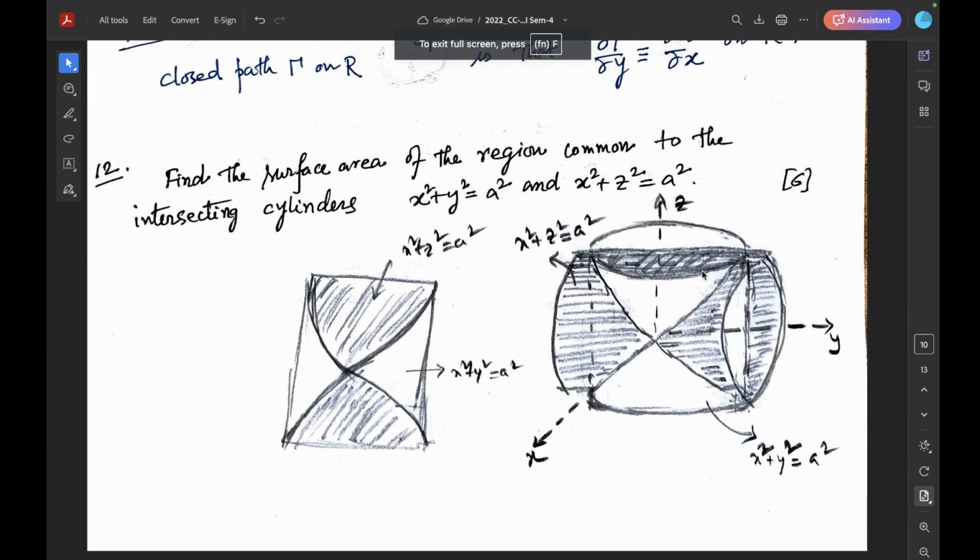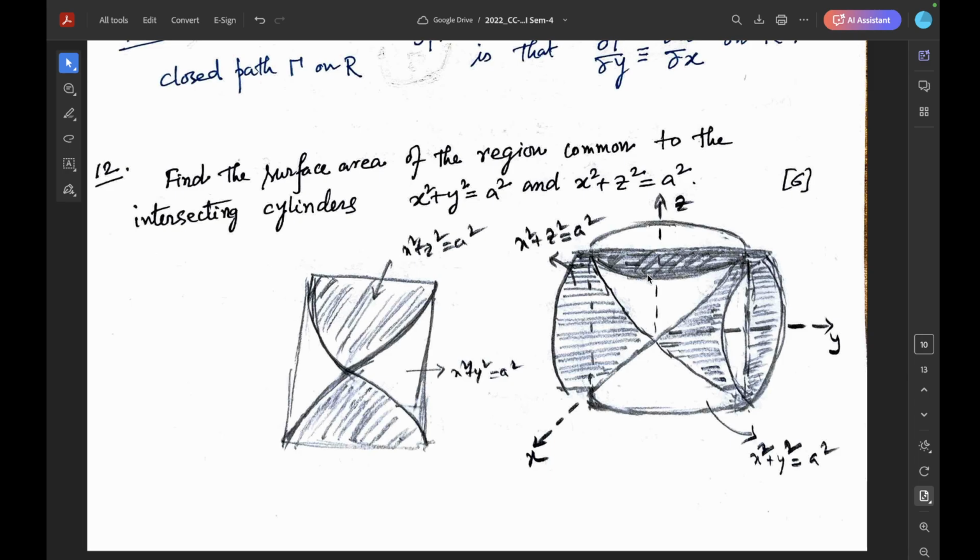Actually this is the two cylinders, this is the shaded portion, and the axis is y. This cylinder is x square plus z square equal to a square, and this is the horizontal cylinder. And this is the vertical cylinder, whose axis is the z axis. Its equation is x square plus y square equal to a square. So the region is bounded by the portion common to the intersecting cylinders.